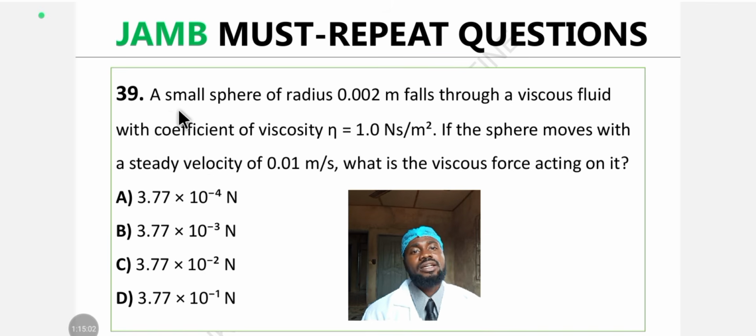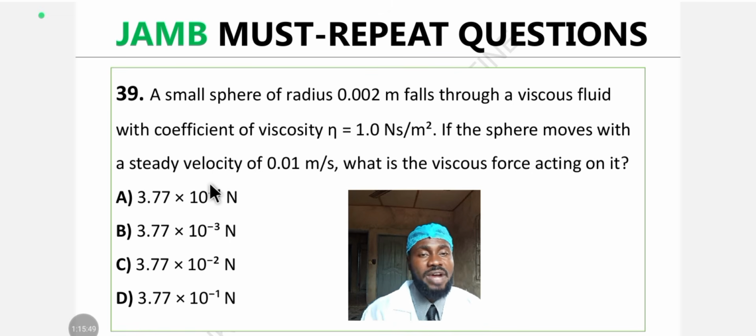Question 39. A small sphere of radius 0.002 meter falls through a viscous fluid with coefficient of viscosity. Remember what I told you, that they will not tell you to apply Stokes' law. It's the parameters that are given to you. That's how you are going to decide if you are going to use Stokes' law to get your answer or not. So this one is an example of the application of Stokes' law. So this is the coefficient of viscosity. If the sphere moves with a steady velocity of 0.01 meter per second, what is the viscous force acting on it?